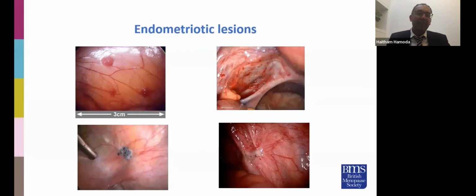And you can see here on the top left, the red area, which is the early active stages. As that blood slowly converts and becomes old blood, you can see in the bottom left, it becomes black. And you can see in the bottom right, it becomes white as the body causes scarring and inflammation. And the same thing on the top right corner.